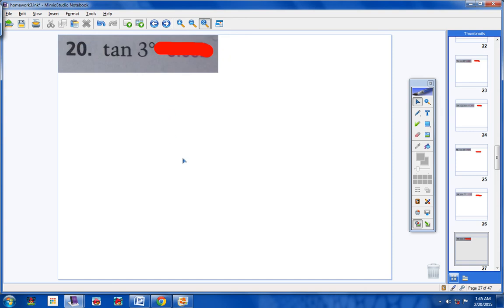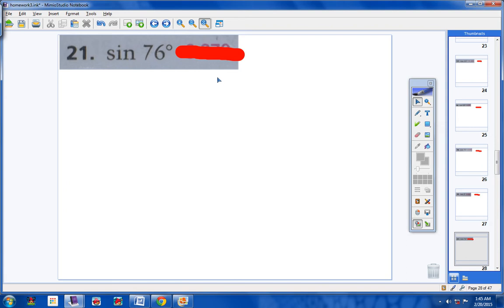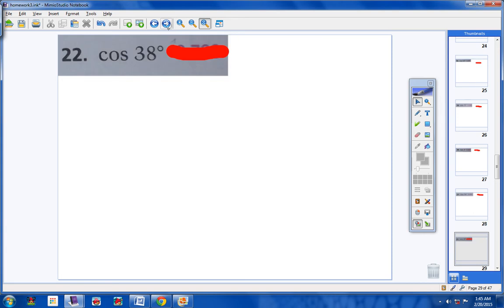Number 20, the tangent of 3 degrees would give you 0.052. Type that into your calculator, and you'll get 0.052. Number 21, the sine of 76 degrees. Type that into your calculators, students, and you will get 0.970 if you're doing these correctly. Number 22, the cosine of 38. Type that into your calculator, and you're going to get 0.788. So numbers 15 through 22, really no work to show, just calculator work, reviewing how to type those into your calculator. All right, let's continue on to numbers 23 through 26.